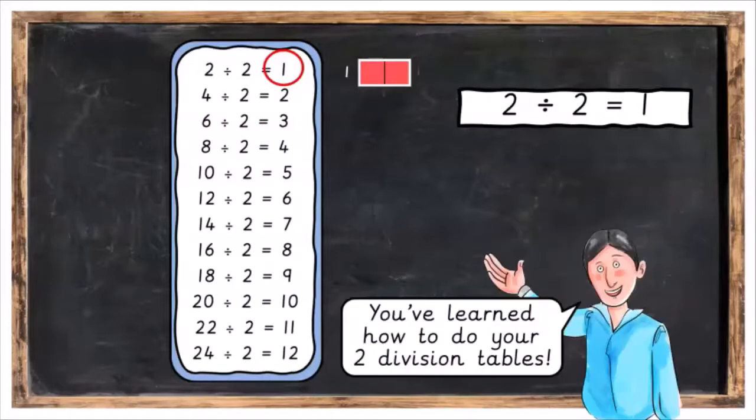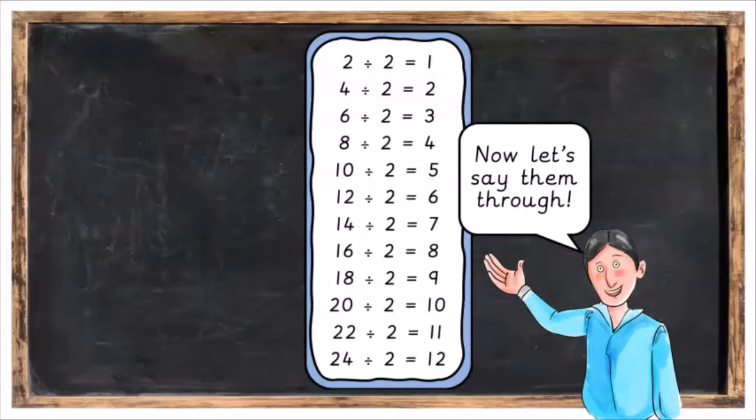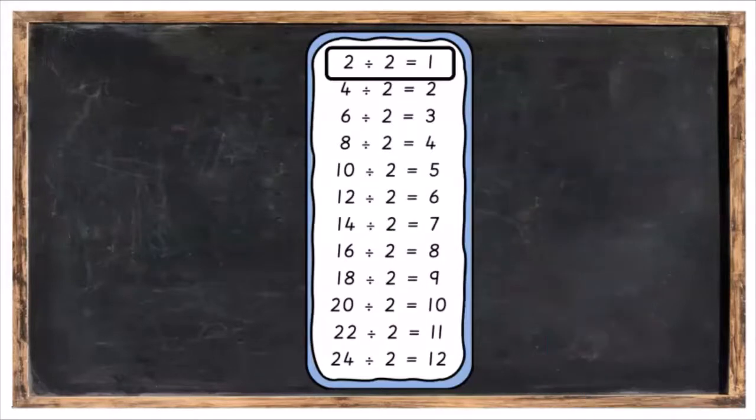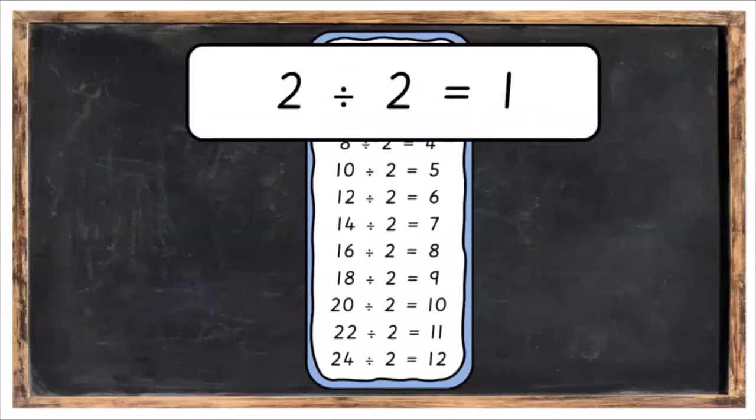Great work! You've learned how to do your two division tables. Now let's say them through. This is how we say them, and you can repeat after me to help you to learn them. Now when we say our division tables, we kind of say them backwards. So we start with 2 into 2 goes 1 time.